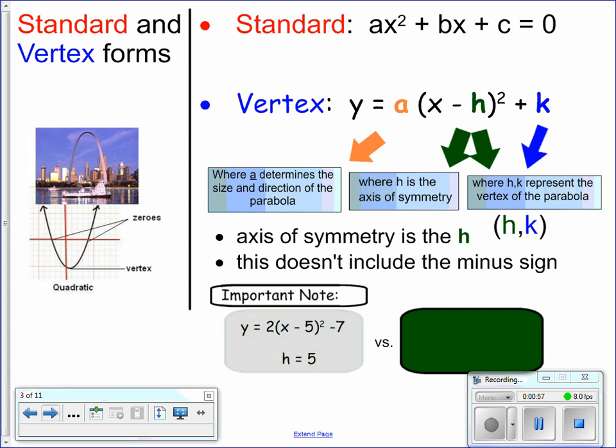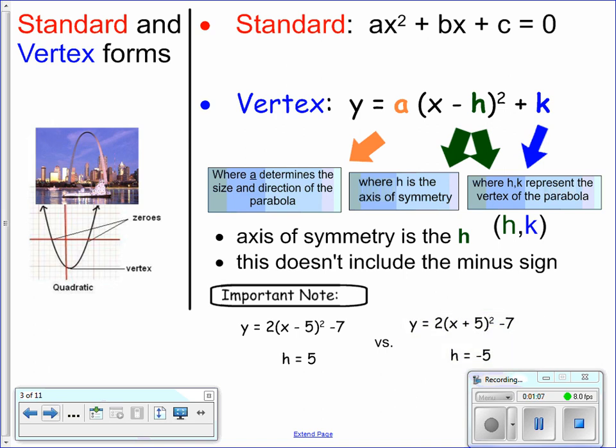For example, if it says y equals 2 times x minus 5 squared minus 7, the h is 5 because it does not include the minus sign. If it says y equals 2 times x plus 5 squared minus 7, the h is actually a negative 5 because that positive is x plus a negative 5.